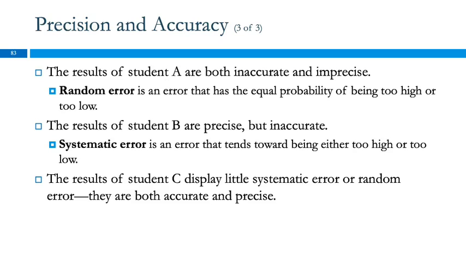Graduated cylinder, thank you. Graduated cylinder, you're supposed to read the bottom of the meniscus. If you read the top of the meniscus, your volume's always going to be too high. That's a systematic error. So systematic error can come from user error, you're using the device incorrectly, or it can come from a poor instrument, badly calibrated or not functioning correctly.